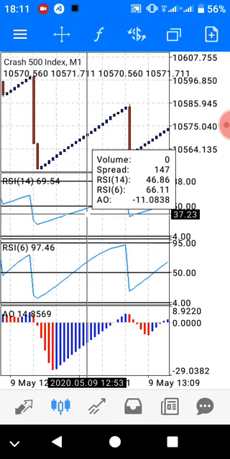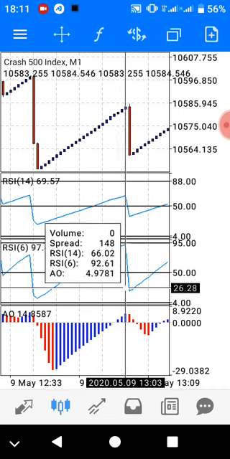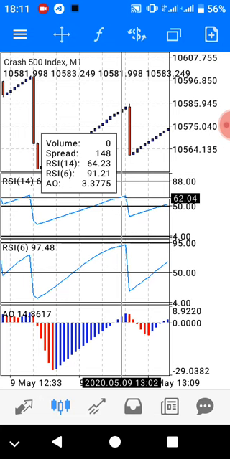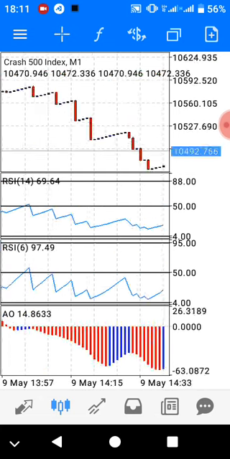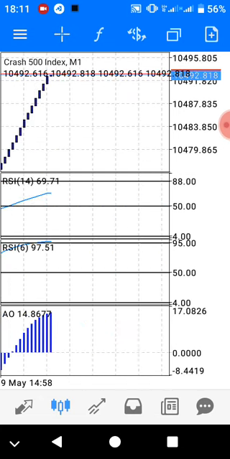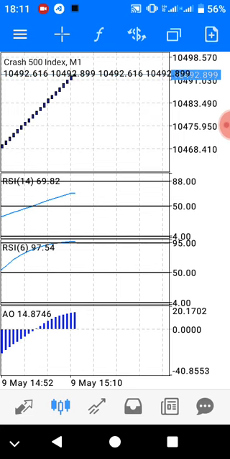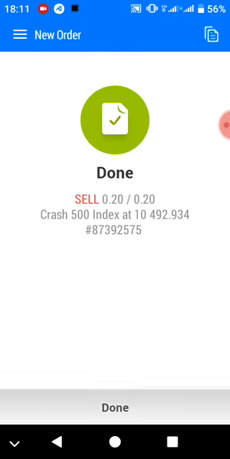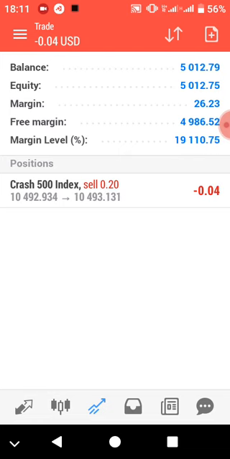Here RSI 6 was near our level 95 and it spiked down. So in this trade, it's telling us that any time it's going to spike down. So we put our sell and we wait. Okay, this is the strategy that I use.